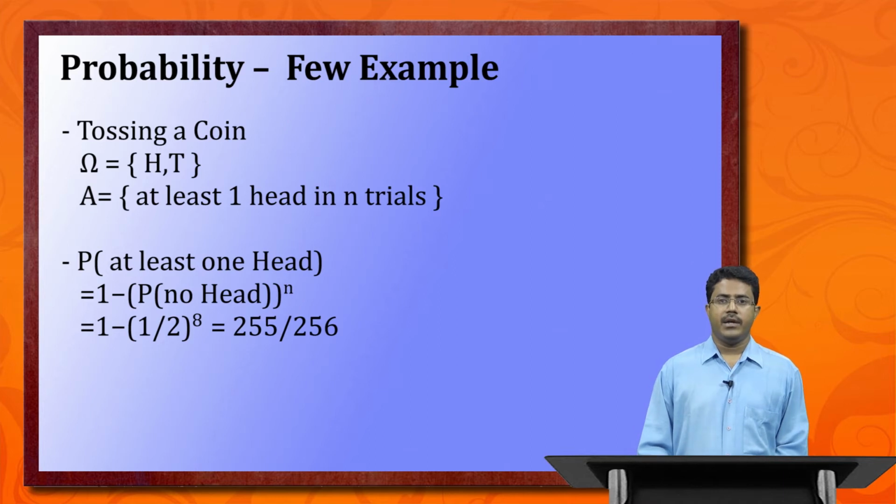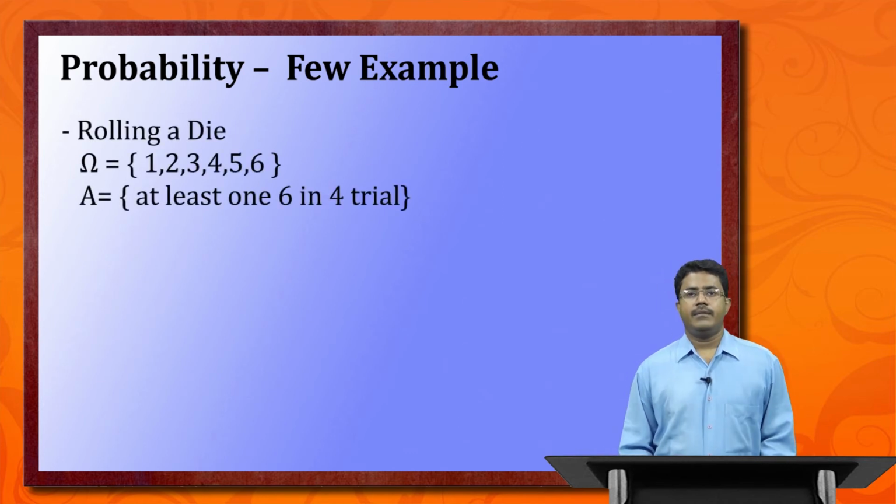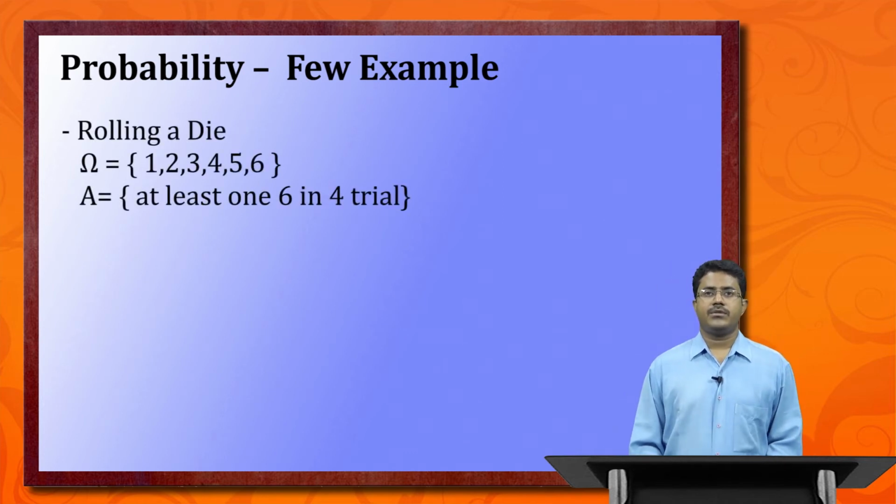So 255 by 256. We will take another example, rolling a die, where the sample space is 1, 2, 3, 4, 5 and 6, and we would like to get at least one 6 in 4 trials. So what is the chance of getting one 6 in 4 trials? It can be easily calculated with the help of the at least one rule.